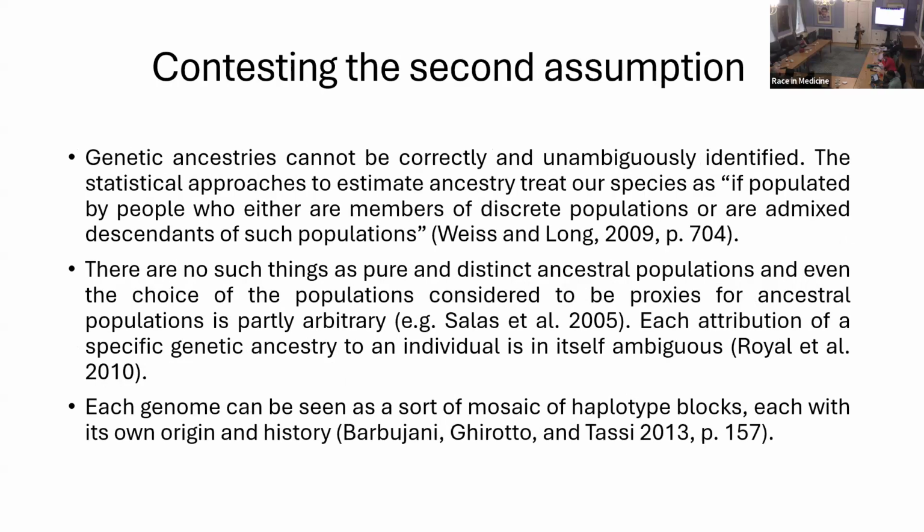So what about the second assumption? Genetic ancestors cannot be correctly and unambiguously identified. The statistical methodologies that are used to estimate ancestry treat our species as if it were populated by people who either are members of discrete populations or are admixed descendants of such populations. But human population genetics tells us that there are no such things as pure and distinct ancestral populations, and even the choice of the populations considered to be proxies for ancestral populations is partly arbitrary. So each attribution of a specific genetic ancestry to an individual is in itself ambiguous.